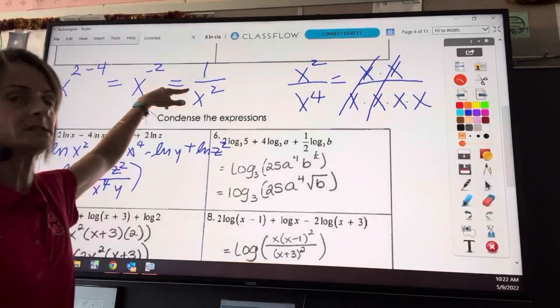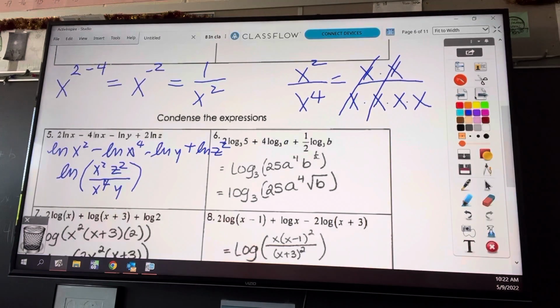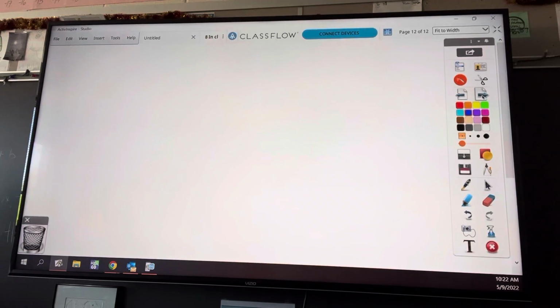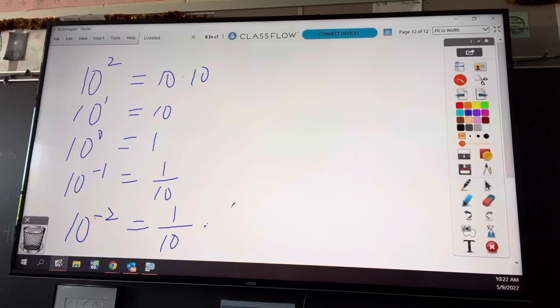Should I explain this? Yes. Okay. I think I did this on the board for you guys a while ago, but it can't hurt to go over this again. I need a blank space. All right, so if you have 10 squared, that's 10 times 10. 10 to the first is just 10. 10 to the 0 power is 1. 10 to the negative 1 is 1 over 10. And 10 to the negative 2 is 1 over 10 times 1 over 10. It's 1 over 10 squared. So that kind of gives you an idea about where these numbers are coming from.